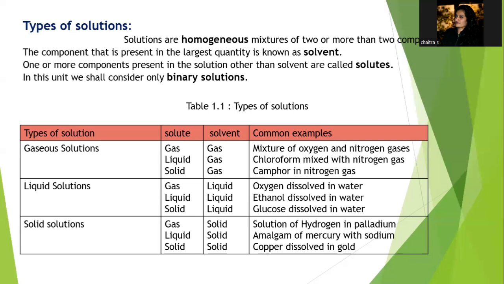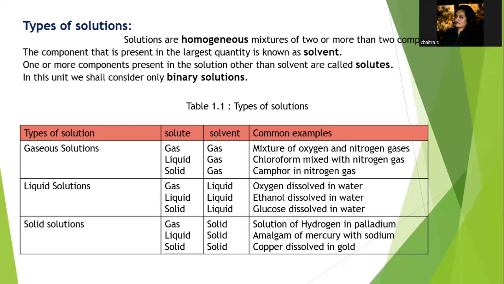Okay. One or more components present in the solution other than the solvent are called solutes. The component that is present in the largest quantity is the solvent. The smallest quantity is the solute. In this unit, we shall consider only binary solutions. What is a binary solution? In this chapter, we consider only binary solutions.